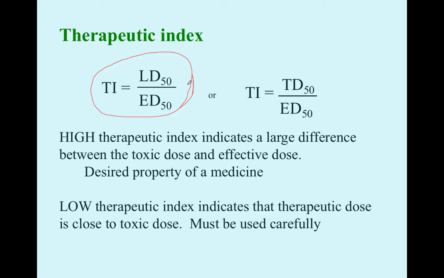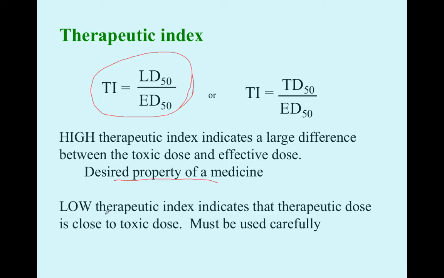That's a pretty good number because you have 100 times your effective dose before you get to your lethal dose for 50% of the population. So the higher that therapeutic index, the larger the difference is between the lethal dose and the effective dose. That's pretty much desired, okay? If this is a small number, there's a very small margin of error.